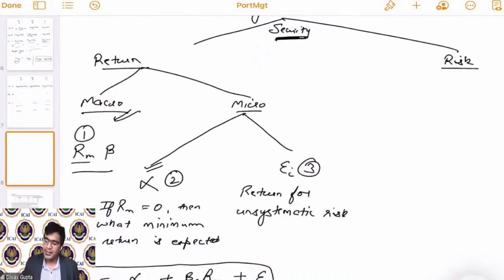Now the second part is risk. In the case of risk also, the model says let us divide the risk into two parts.